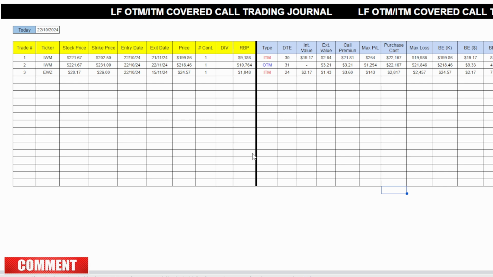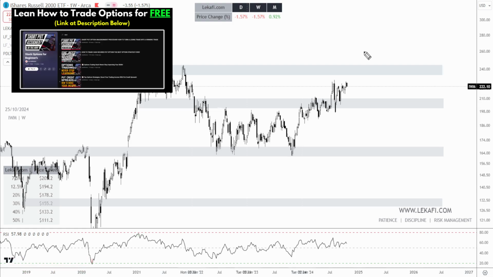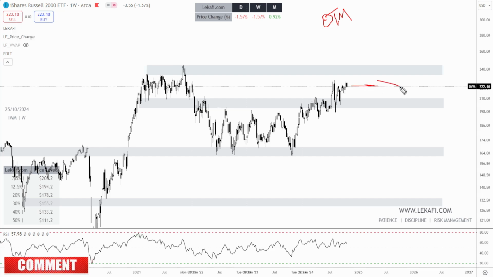Both of them have pros and cons, but when you're talking about the out of the money covered call, it is very simple. What we're going to do is trade the out of the money covered calls. We're going to purchase the shares at the current stock price, in this case 222, which is the IWM, which tracks the performance of the Russell 2000, and we are going to put a call option above the current stock price. This is how we set up the out of the money covered call.